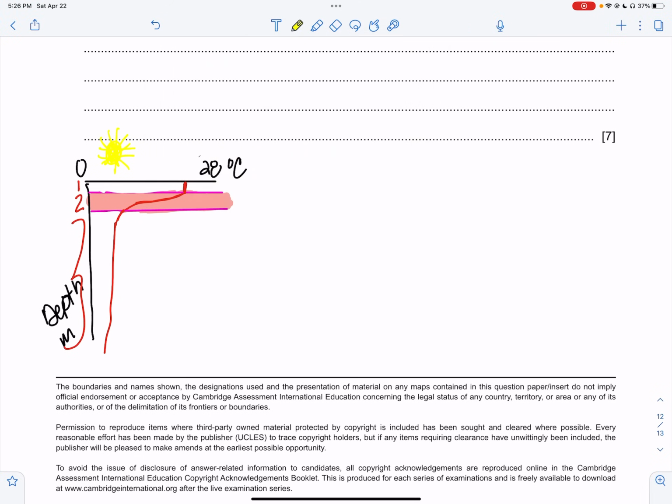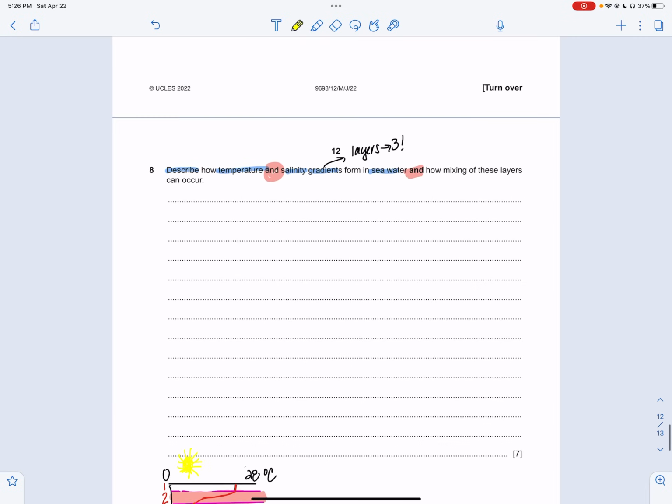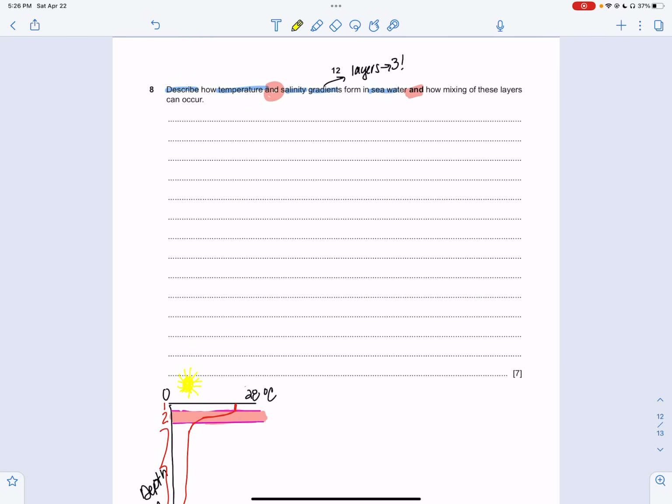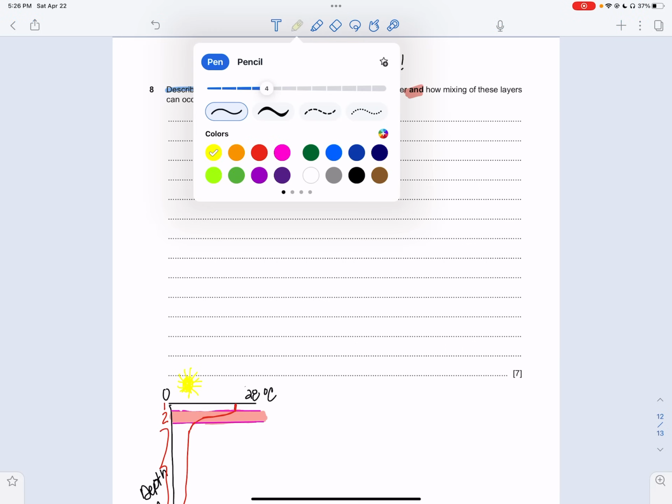All right, so we're going to do the temperature one, and then we can talk about salinity. This question can get intimidating if you're like temperature and salinity gradients. You talk about two different things.